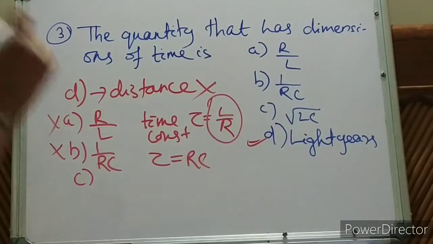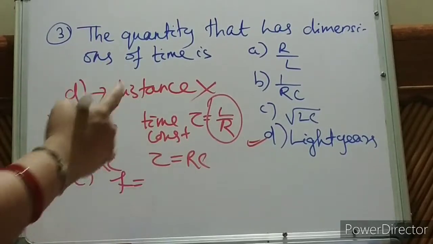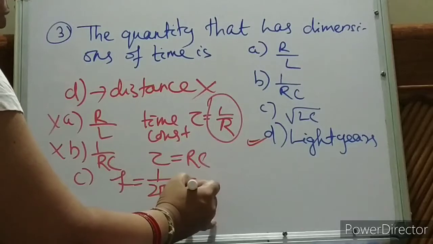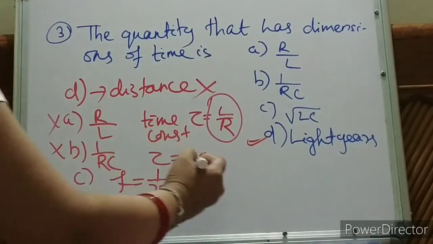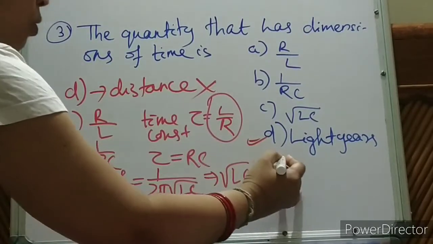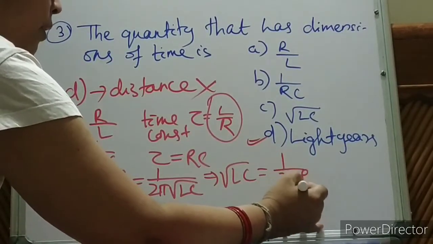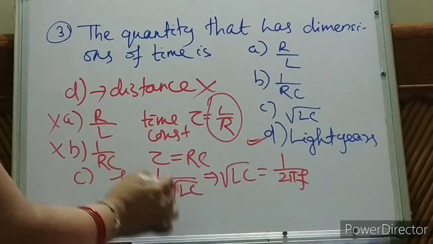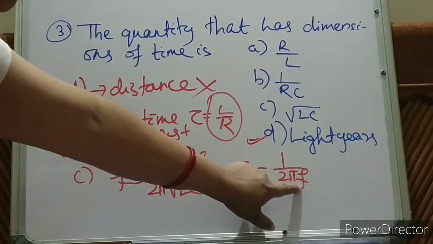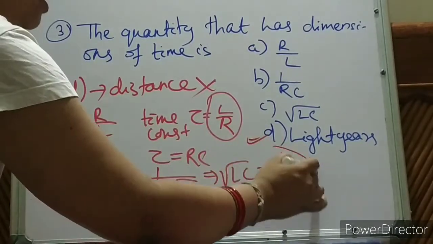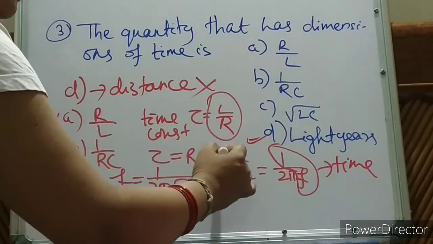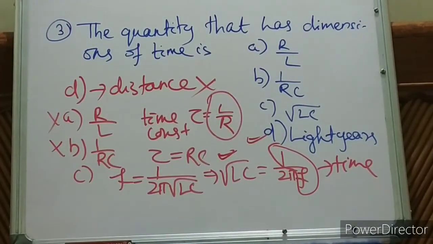Option C. We know F is equal to 1 by 2 pi root over LC. Let me write that. That means square root of LC is equal to 1 by 2 pi F. Okay, cross multiply. Now see, 2 pi F. F is your frequency, and you know reciprocal of frequency is your time. That means it has got dimension of time.